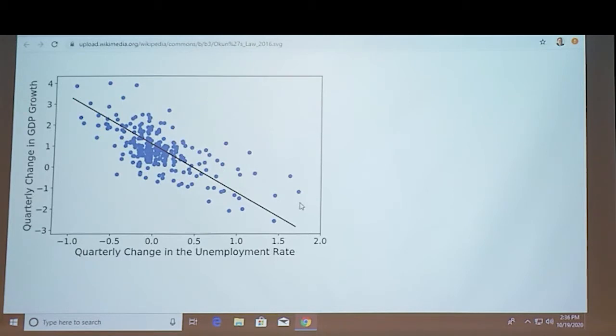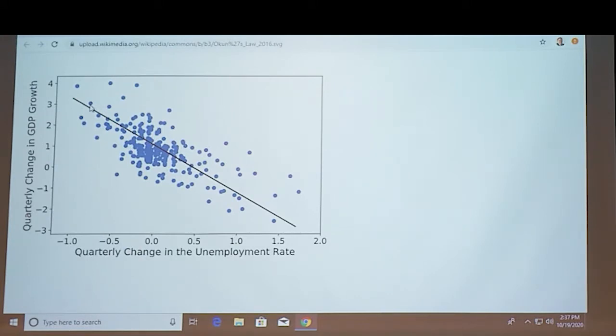The idea here is that if in that quarter the change in the unemployment rate is positive, so unemployment has gone up, we expect that when unemployment has gone up, let's look at this dot right here. This one's at 1%, really close to the trend line right here. Then if unemployment goes up by 1%, then we expect GDP to go down by 2%.